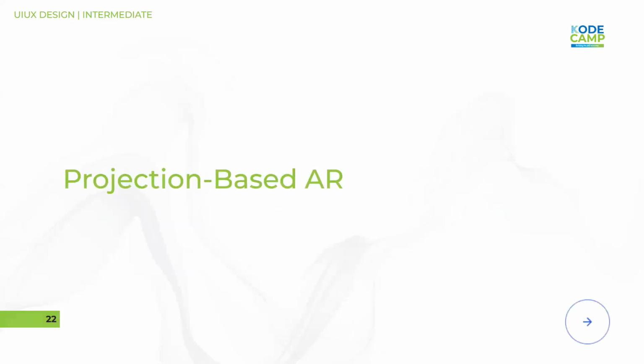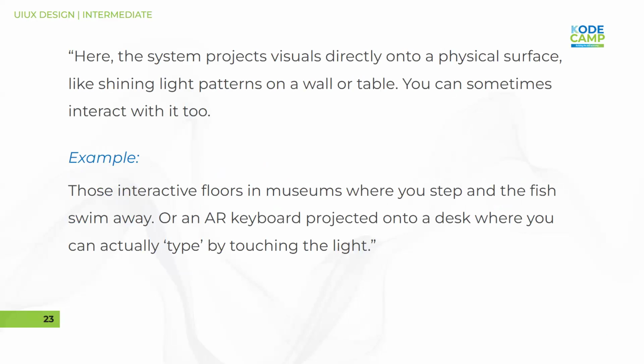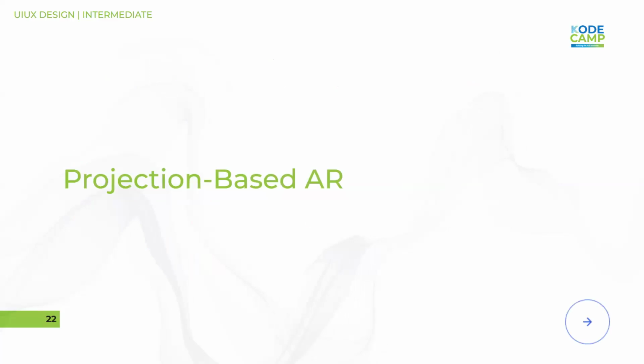We also look at projection-based AR. This is where the AR doesn't live on your phone screen, but is actually projected onto real surfaces. Imagine standing on an interactive floor in a museum, where you step and the fish swims away, or an AR keyboard projected onto a desk where you can type by just touching the light. So this is what we mean by projection-based AR.